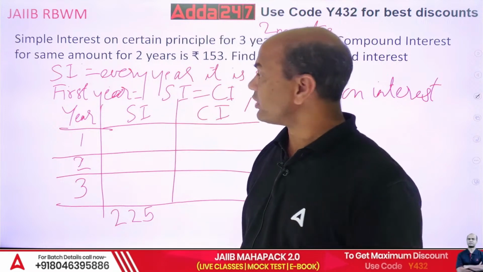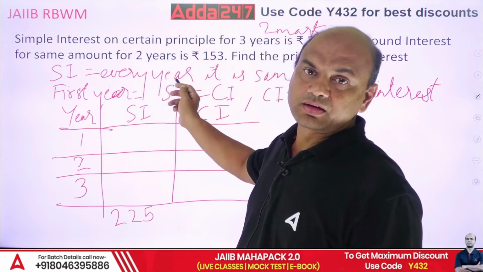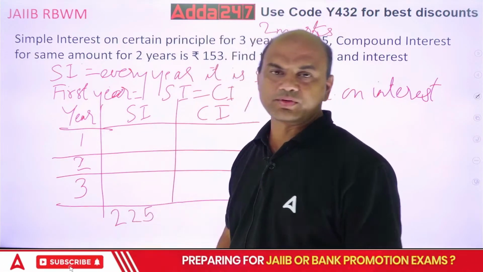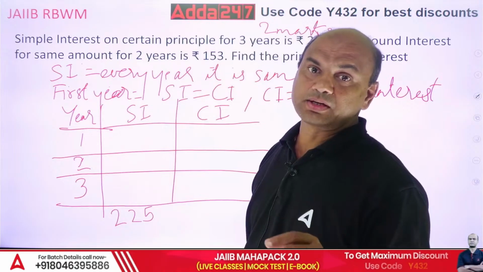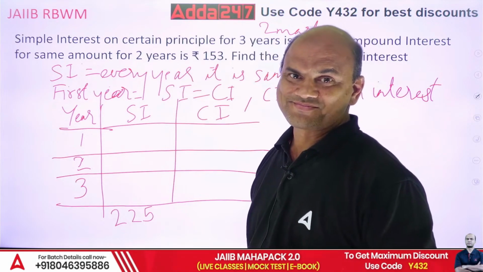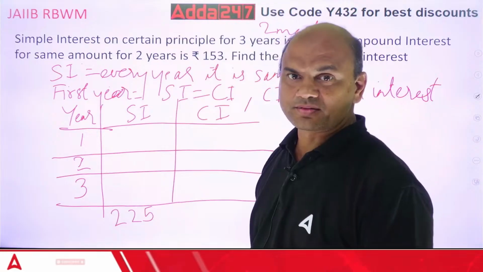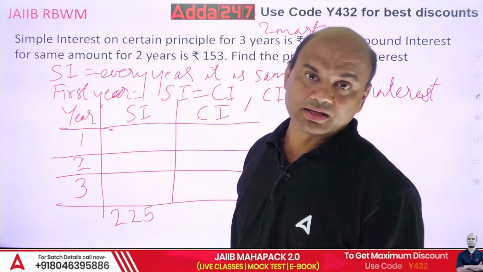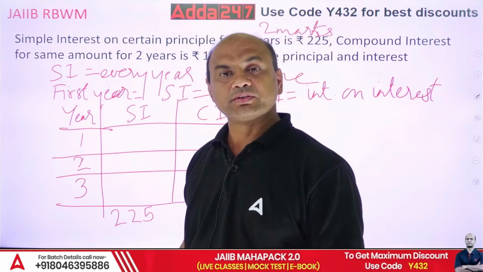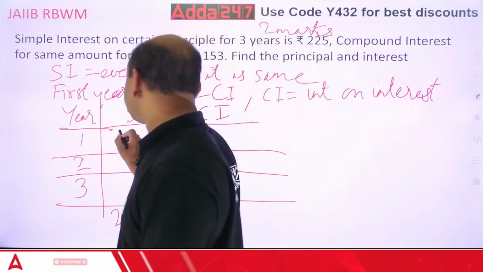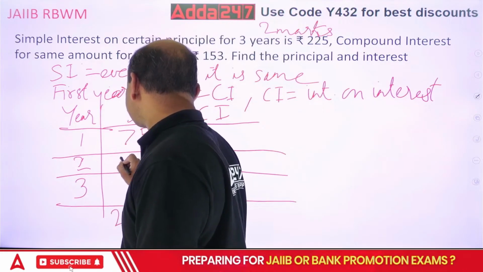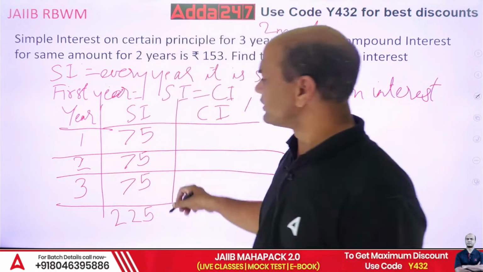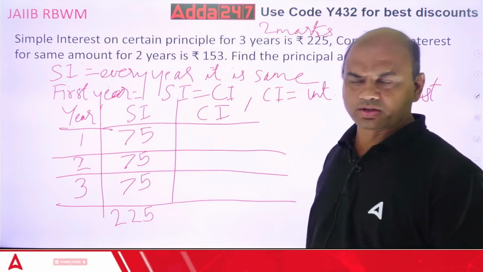Now kindly note, what did I tell you first? Every year it is the same. So if every year it is the same and the total is 225, then what will be the simple interest per year? It will be 225 divided by 3, which is equal to 75, right? So 75 each year, 3 years, and you get 225 over here.